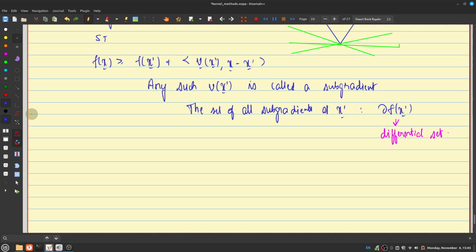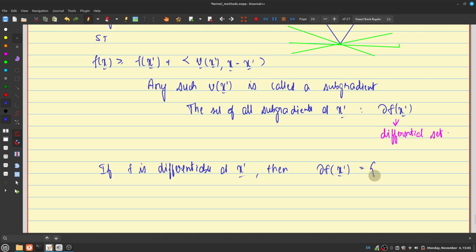If f is differentiable at x prime, then the differential set contains exactly one element, and it's going to be equal to the gradient of f evaluated at x prime.